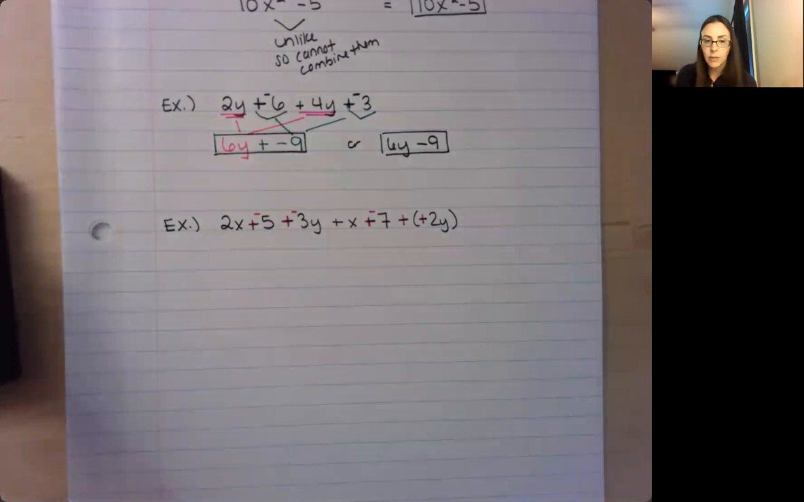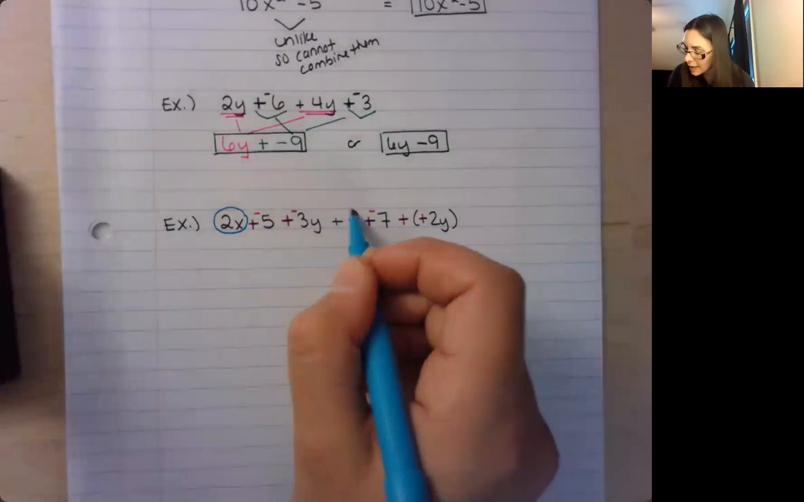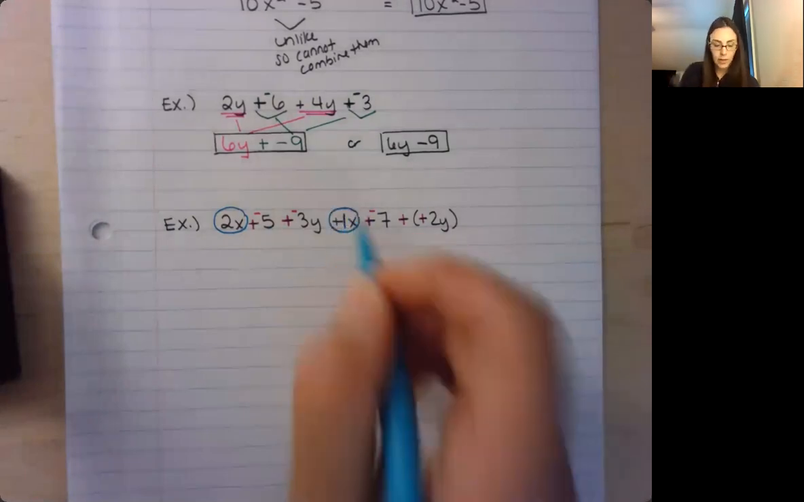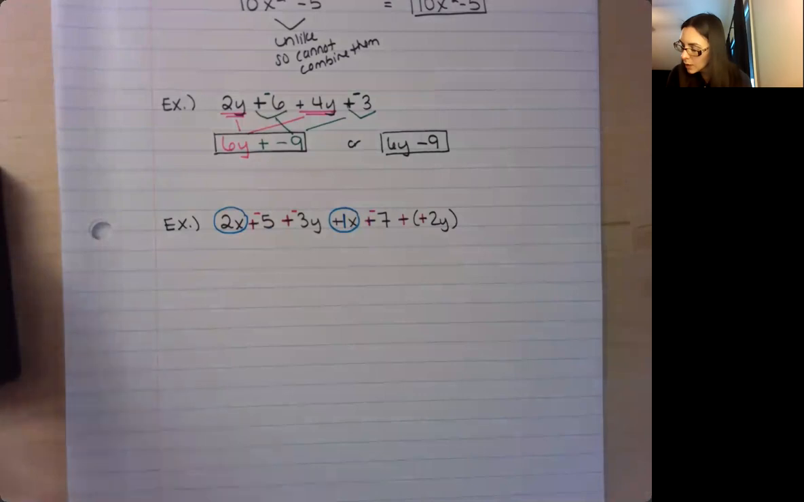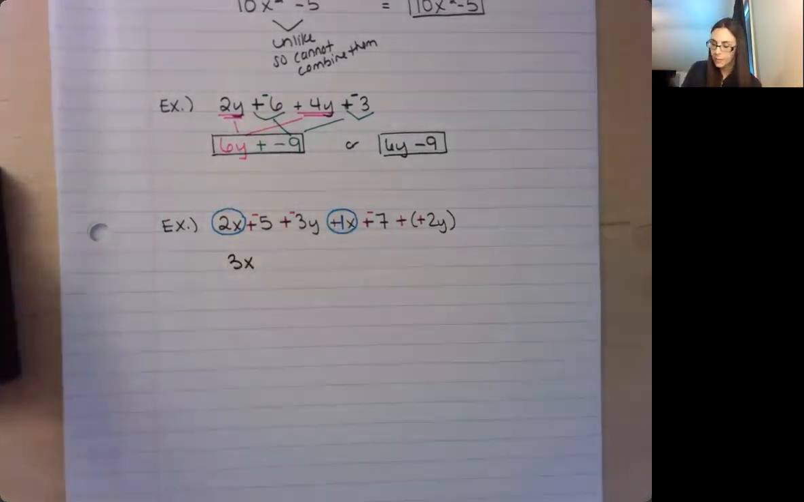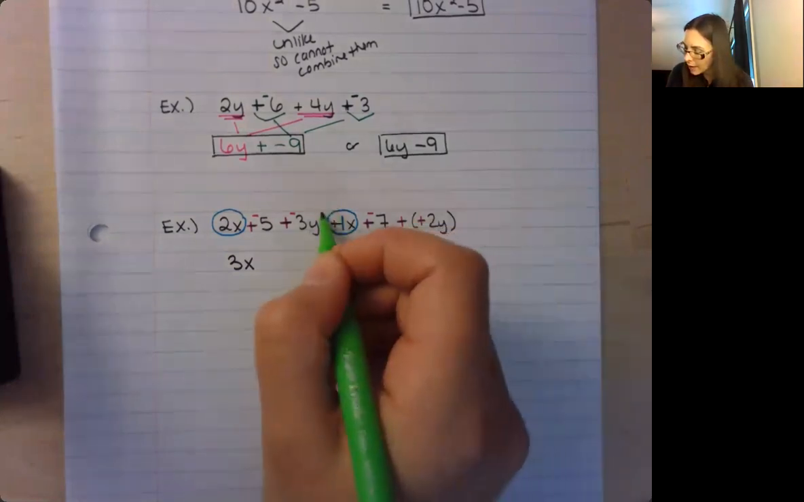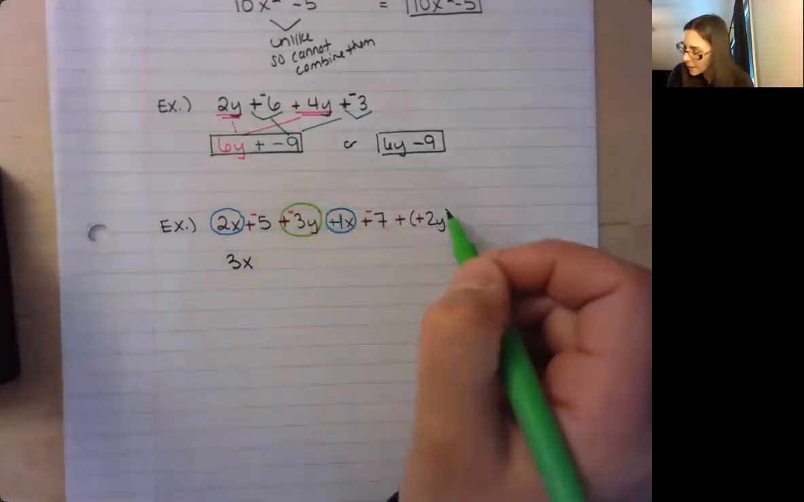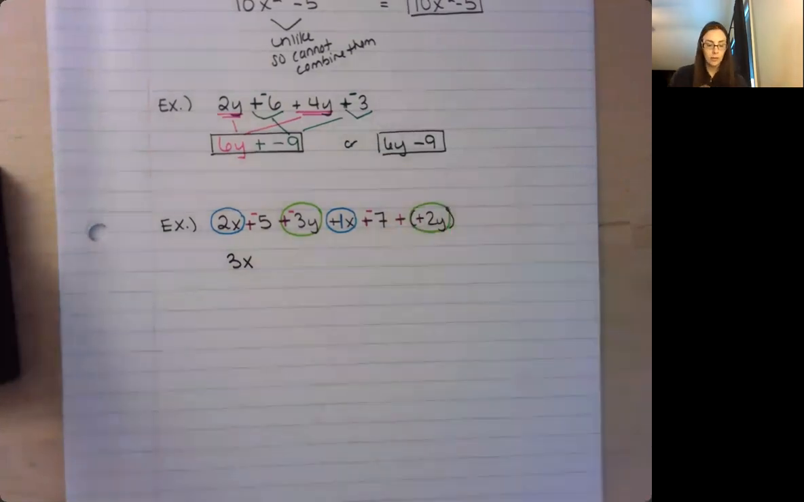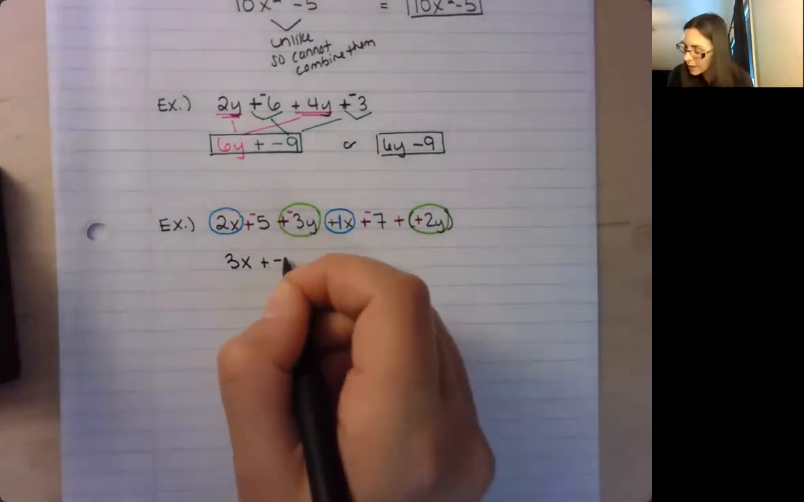So let's look for our like terms. So I see a 2x here, and I see a plus x here, so that would be a 1x. So I'm going to combine those first. 2x and 1x, 2 plus 1 is 3, so I have 3x. Now I'm going to do my y's. I see a y here and a y here. So I have a -3y and a +2y. Negative 3 and positive 2 is going to be negative 1. So I can write negative 1y if I like.